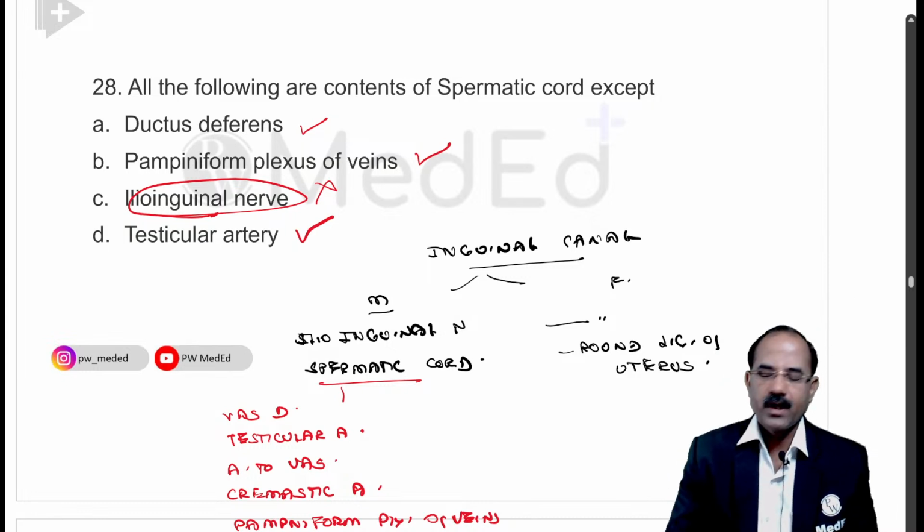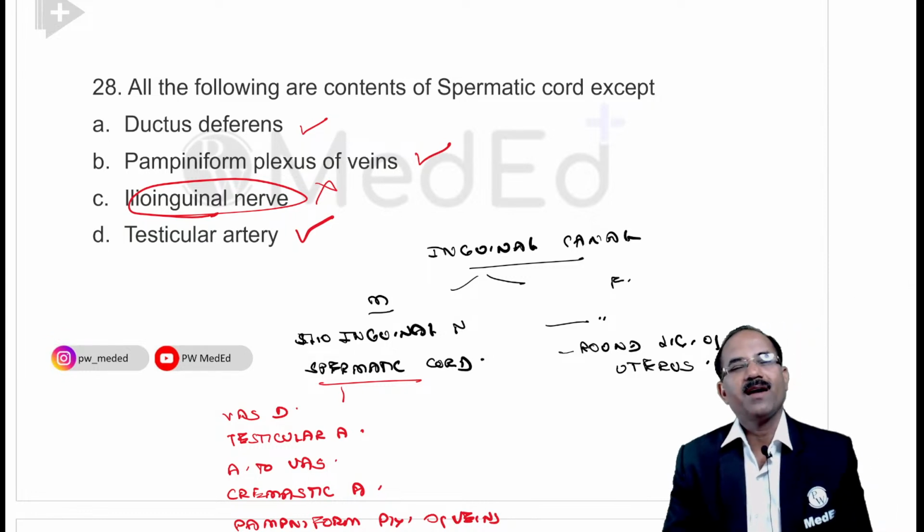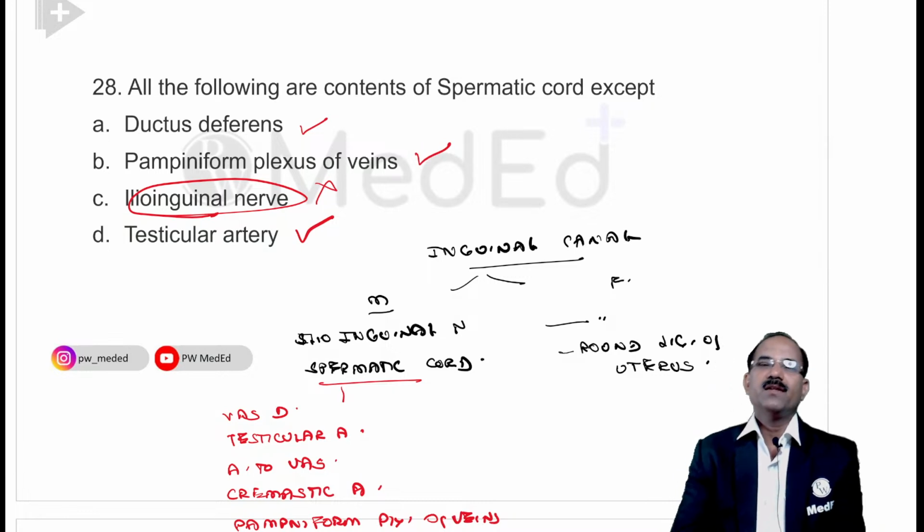Ilioinguinal. All are contents of the spermatic cord except the answer is going to be ilioinguinal.